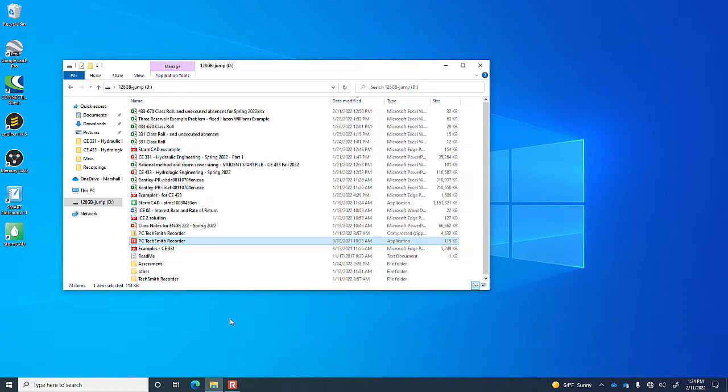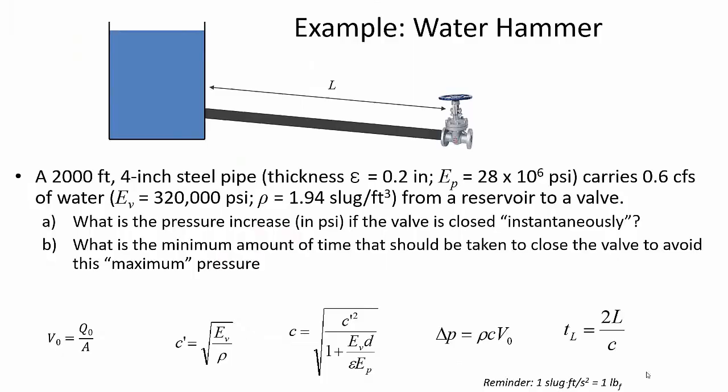Let me just mention one thing about units conversion on this problem. When you're calculating C prime, you need to determine the bulk modulus of elasticity in units of pounds per square foot. But when you're doing C, you can leave the bulk modulus in units of PSI because it's going to be a ratio. If you're dividing in the numerator and the denominator, you don't have to bother with the units conversion. The same thing is true with the diameters: you can leave those both in inches, you don't have to convert to feet.